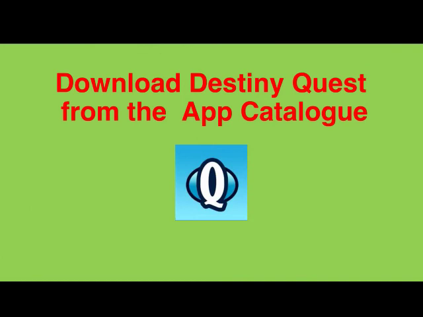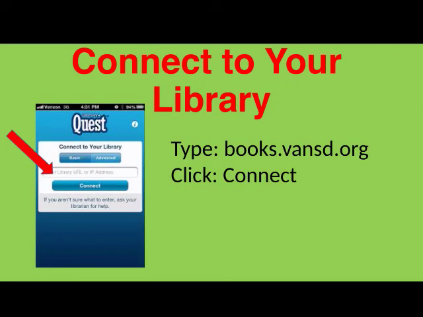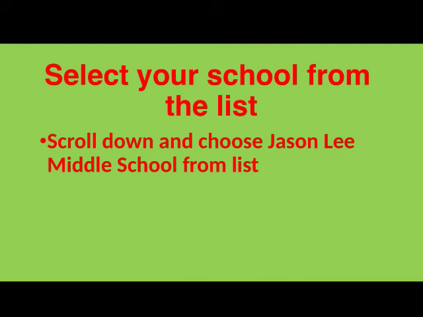After you have successfully downloaded the app, the next step is to connect to your library. You will need to type in books.vansd.org and click Connect. You will then see a list of schools. You will need to scroll down and choose JLee Middle School from the list.